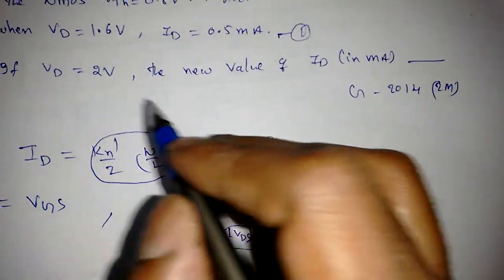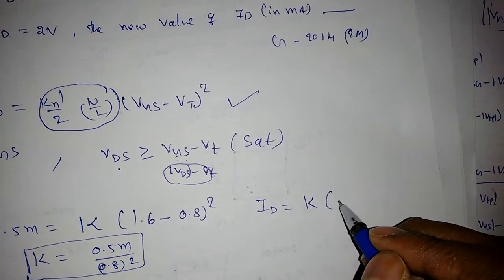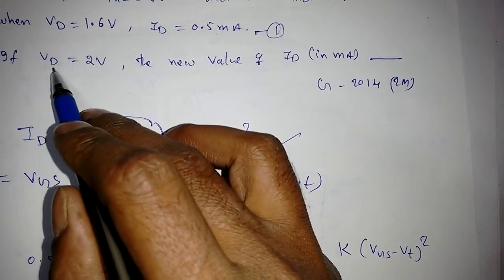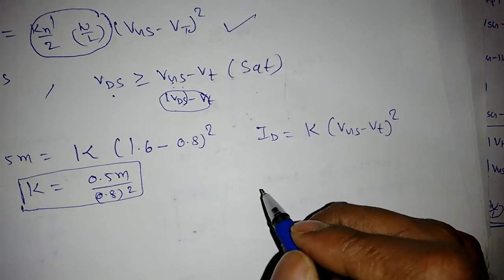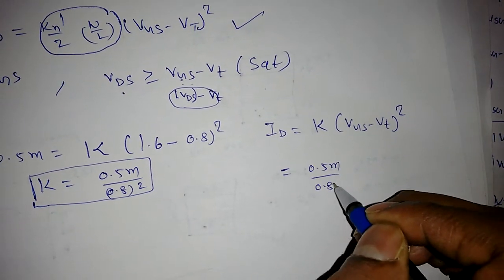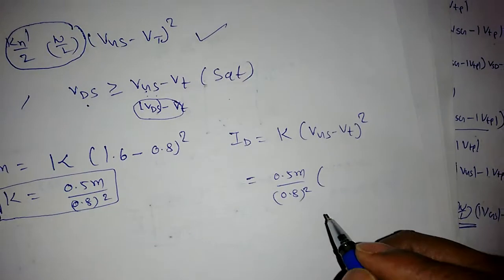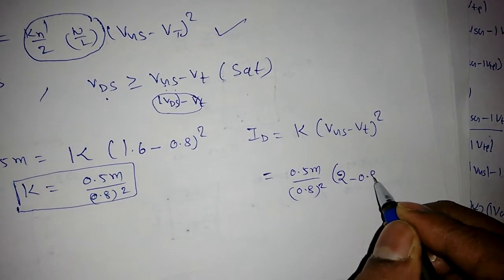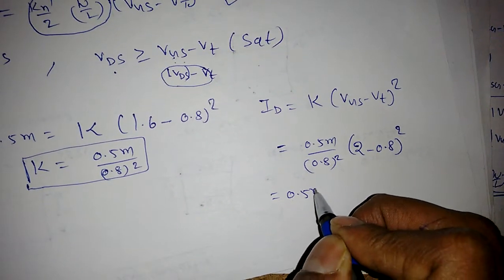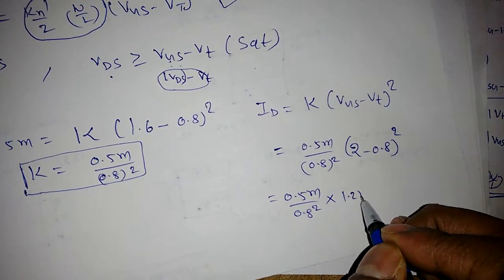Next, VD is equal to 2 volts, and we find the new value. Again I will use ID is equal to K into (VGS minus VT) whole square. In the second case, VD is given 2 volts, and VGS is equal to VDS from the circuit. So ID is equal to K, which we have already found, that is 0.5 milli by 0.8 square, into (2 minus 0.8) whole square. So 0.5 milli by 0.8 square into 1.2 square.